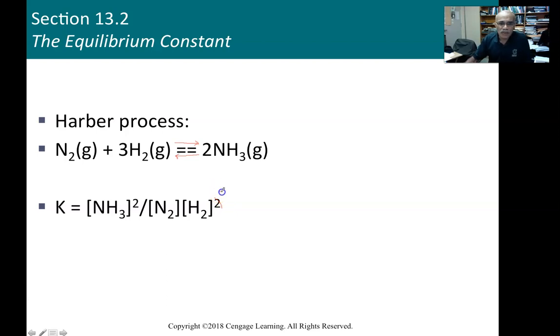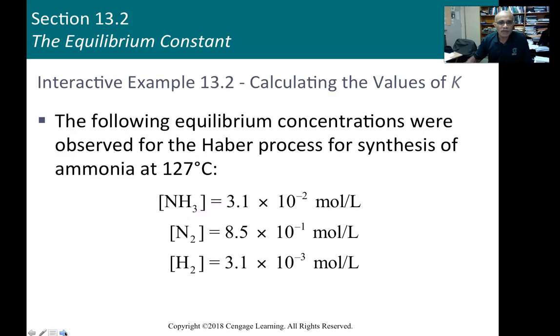It should be 3. So that's a mistake in that one. So that's the equilibrium constant expression for the reaction.